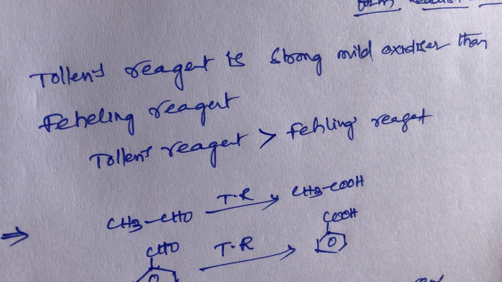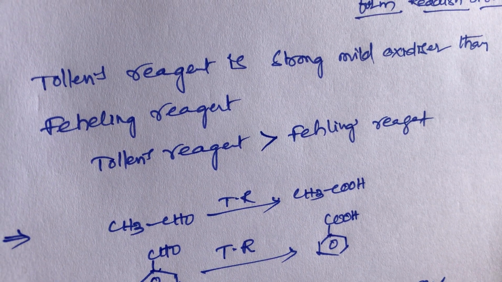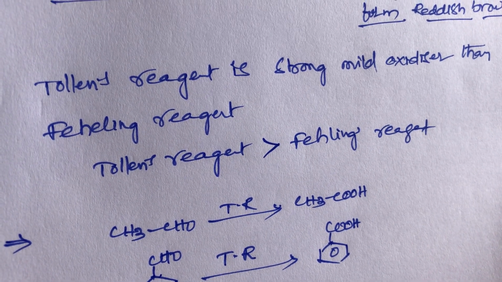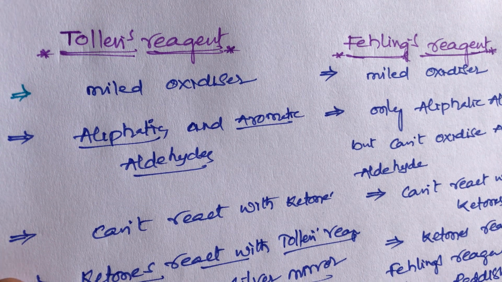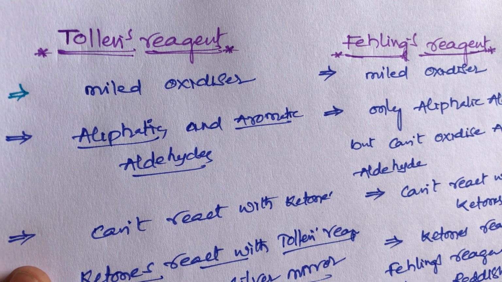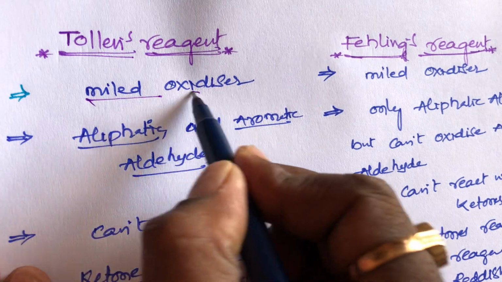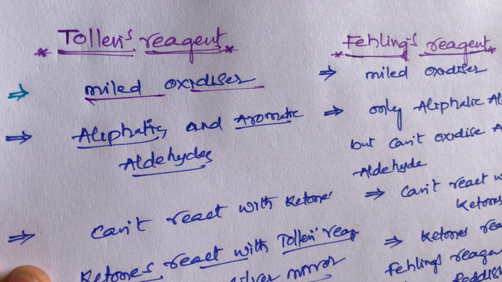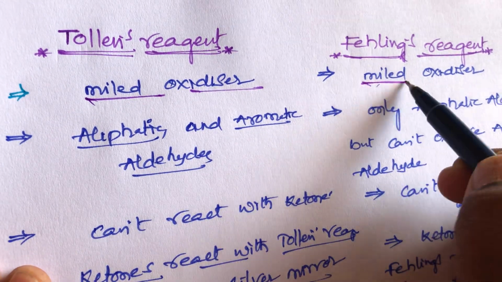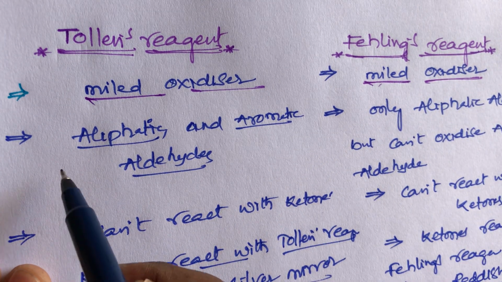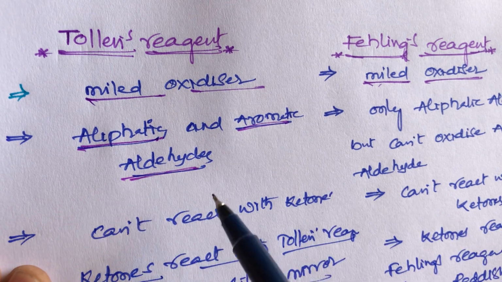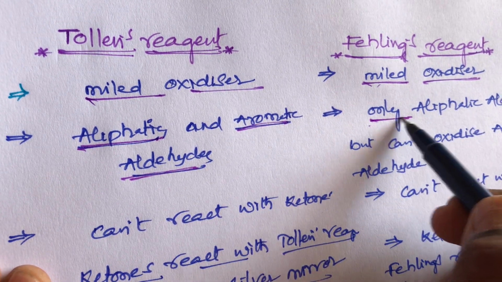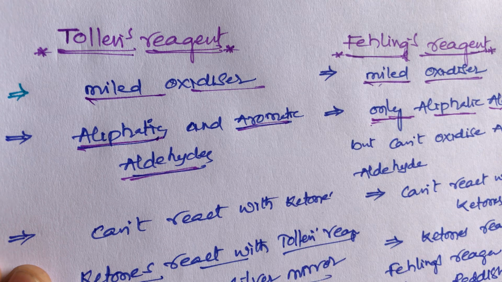This is very important for NEET and JEE and other competitive exams also, students. These are the important points of Tollens reagent and Fehling's reagent. You remember, the first point is mild oxidizer. Tollens reagent is a mild oxidizer and Fehling's reagent also acts as a mild oxidizer. Tollens reagent can oxidize aliphatic aldehydes and aromatic aldehydes, but Fehling's reagent can oxidize only aliphatic aldehydes. Aliphatic aldehydes are converted to acids.